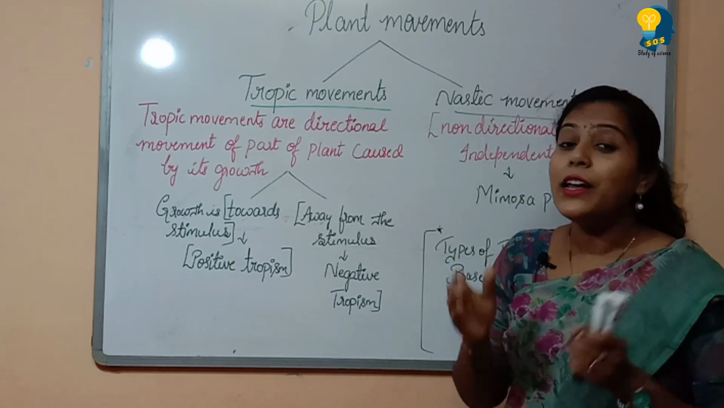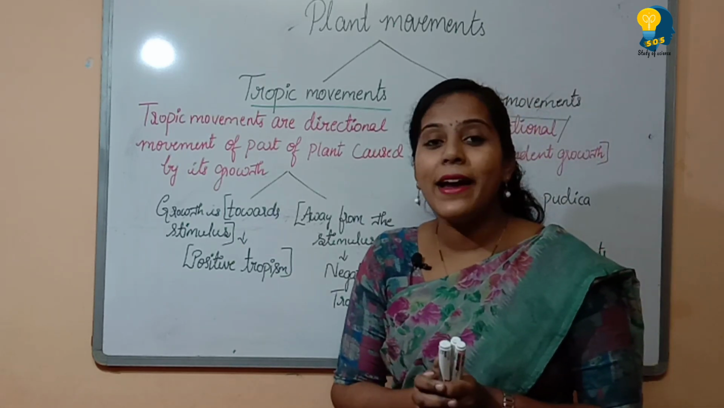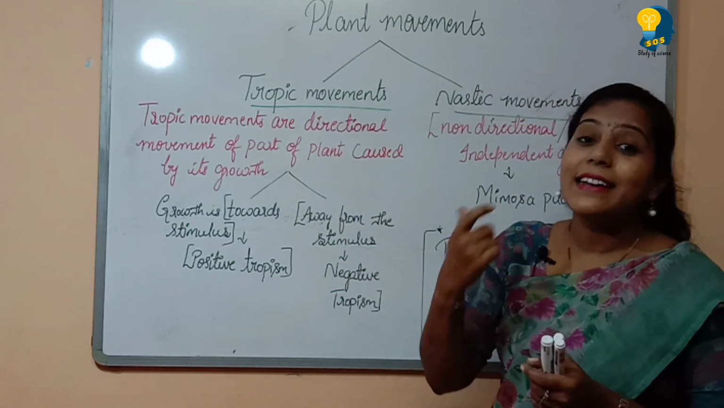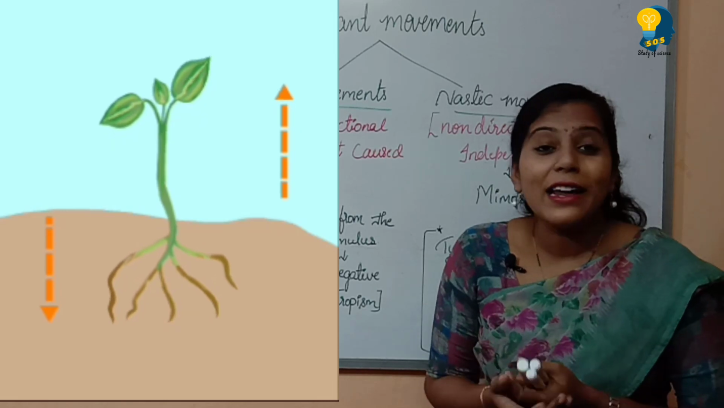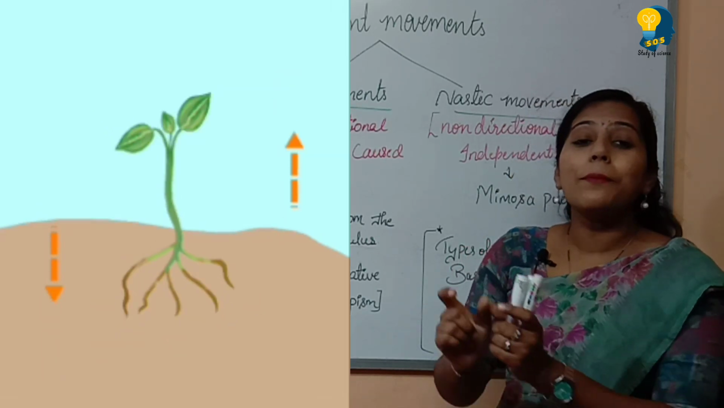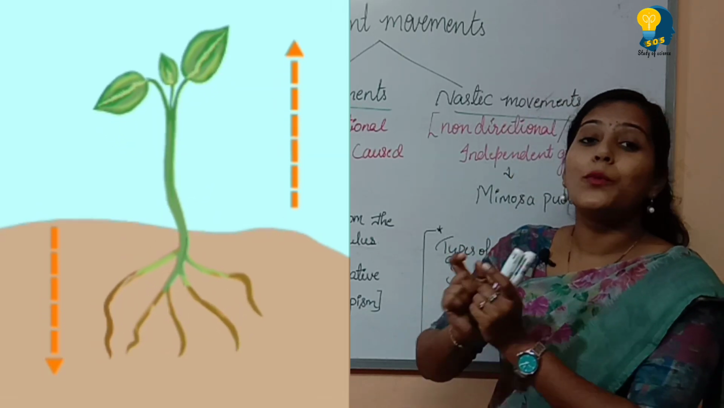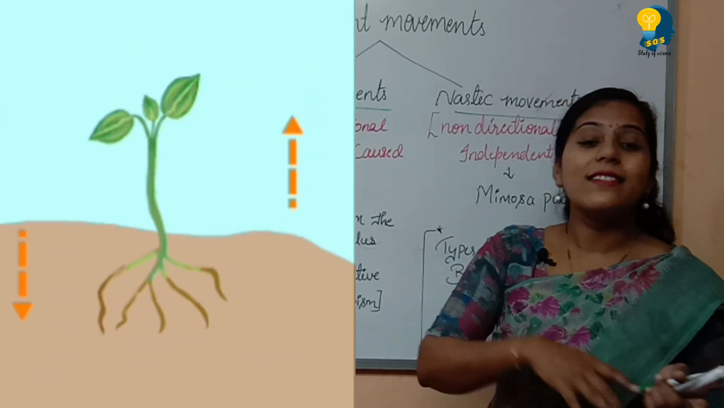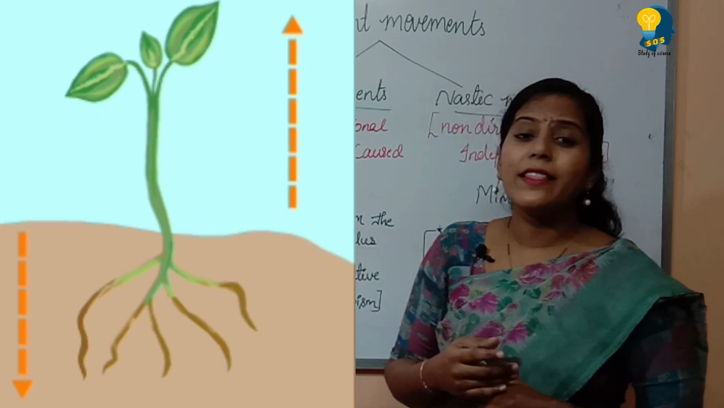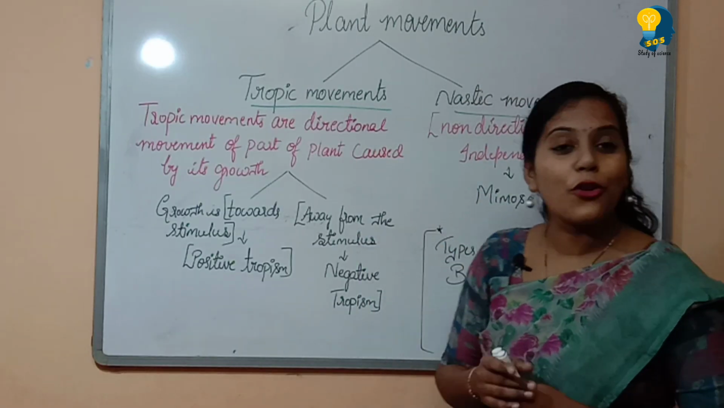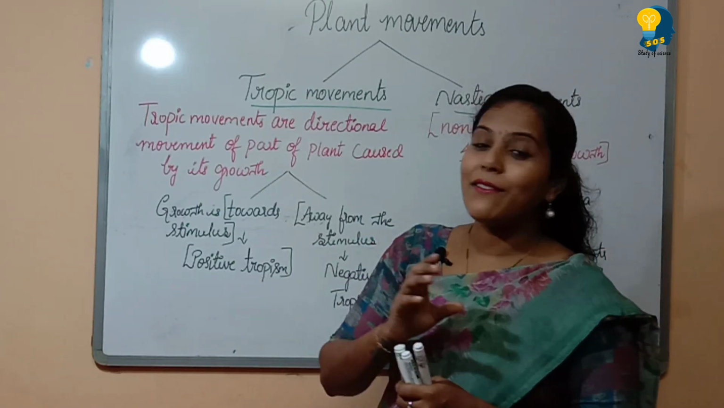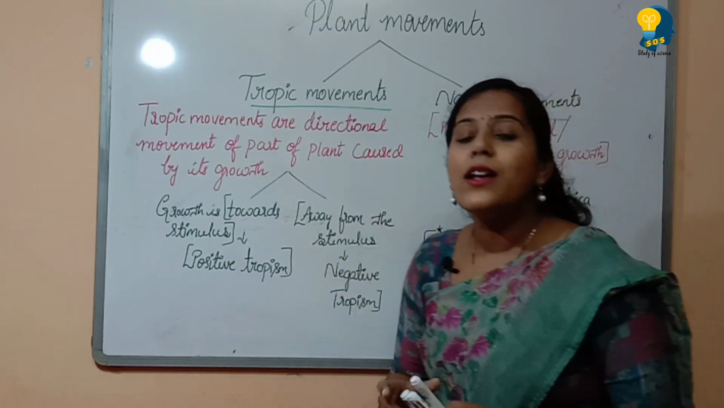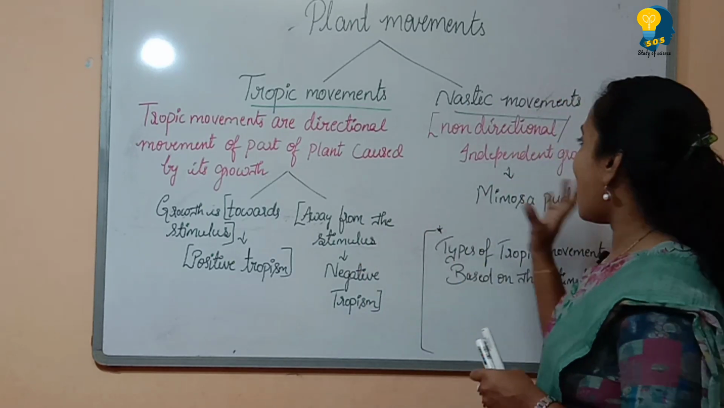How can we define it? Tropic movement is a directional movement of a plant. The part of the plant shows the directional movement towards the water, the soil, the sunlight, or the chemicals and so on. We are going to study the different tropic movements under the tropic movements. I hope you all have understood what a tropic movement is. Clear? Correct? So now, let us understand the nastic movement.